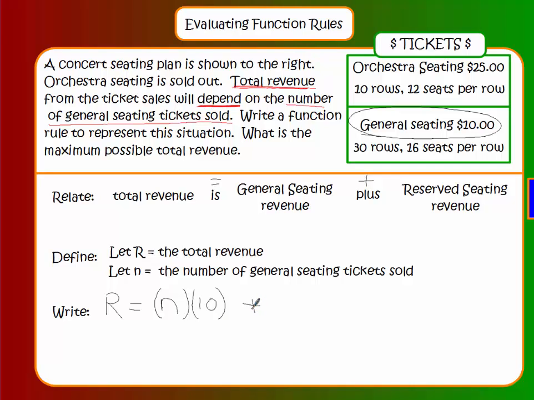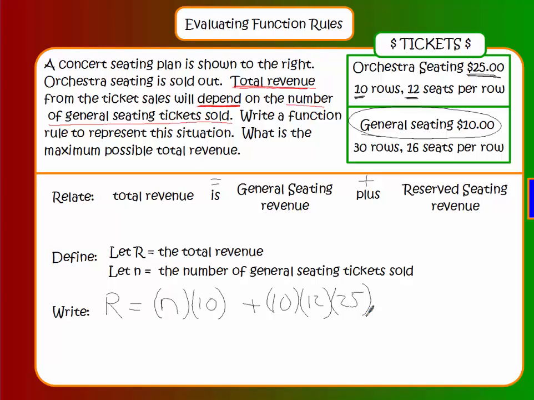the reserve seating revenue. Now this question already tells me that that's sold out. The orchestra seating is sold out. That is the orchestra seating up here. So if it's sold out, then that means I got $25 for every ticket. And how many tickets were there? Well, there were 10 rows with 12 seats. So 10 times 12 is 120. And 120 times 25 is 3,000. So let's write it like this. It is the 10 rows times the 12 seats times $25. That's going to end up being 3,000.